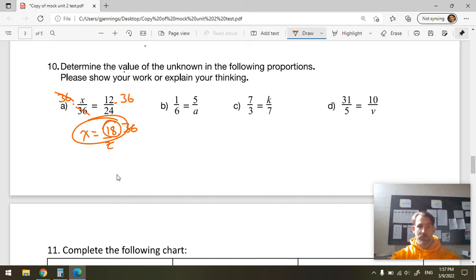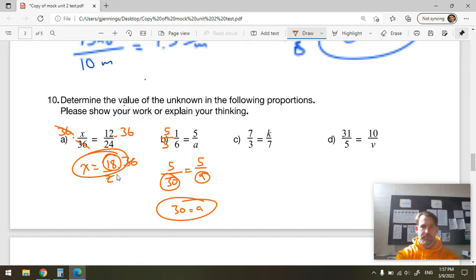I'm going to multiply here top and bottom by 5. 5 over 5 times 1/6 equals 5 over 30. I'm going to bring my equal sign down in the middle. So 5 times 1 is 5, over 5 times 6 is 30, is equal to 5 over a. 5 over 30 is the same as 5 over some number, so that number must be a. So I would say 30 equals a. There, done, final answer.